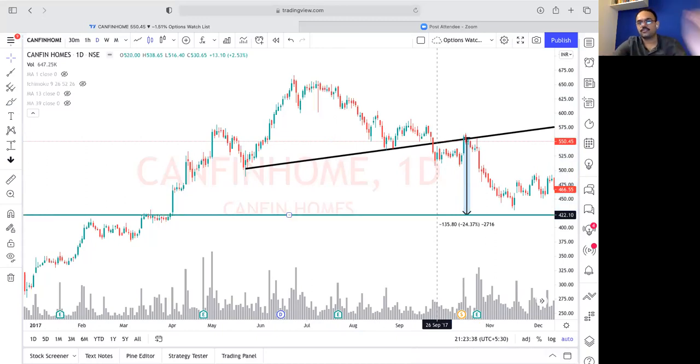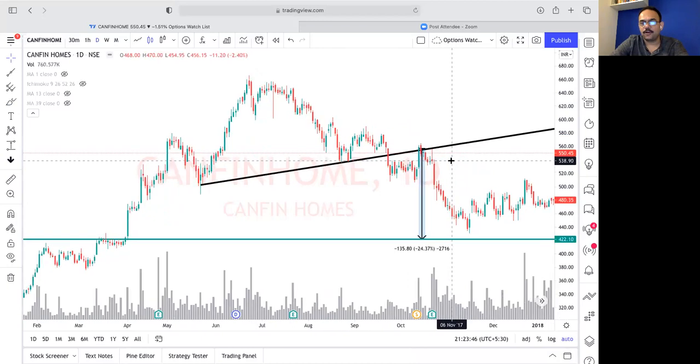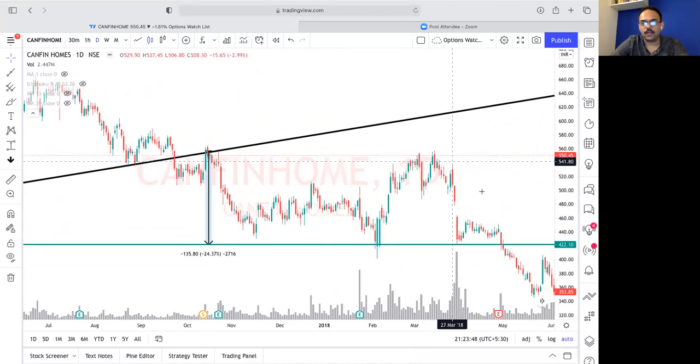So if you are holding this stock and it breaks the head and shoulder pattern, it closes back, get out, because it is bound to fall till here. Did it reach here? Yes, no? Did it reach the target after breaking down? So this is the power of head and shoulder.